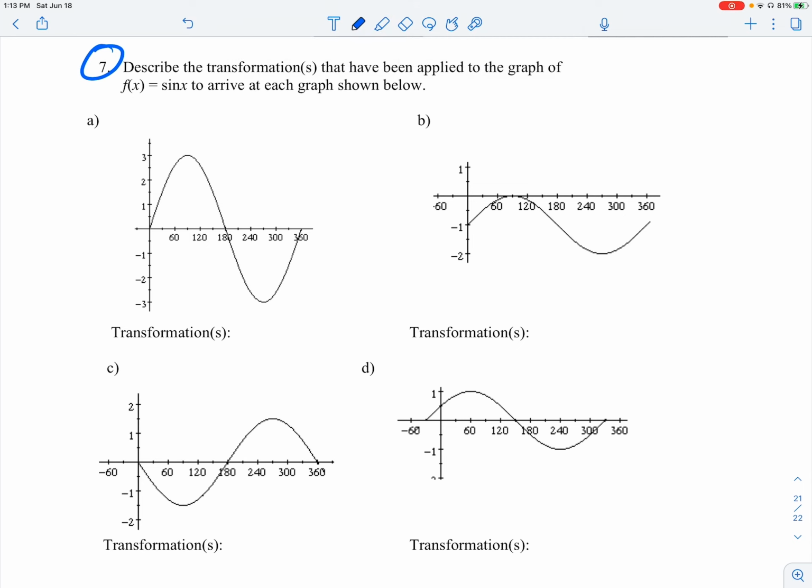So that's my amplitude. I can see the period stays the same. It looks like sine is starting at the origin, so no phase shift. So this looks like it's just been a vertical stretch by 3. So here I'm actually just going to state the amplitude. The amplitude equals 3. And that means the graph is now going to become y equals 3 sine x.